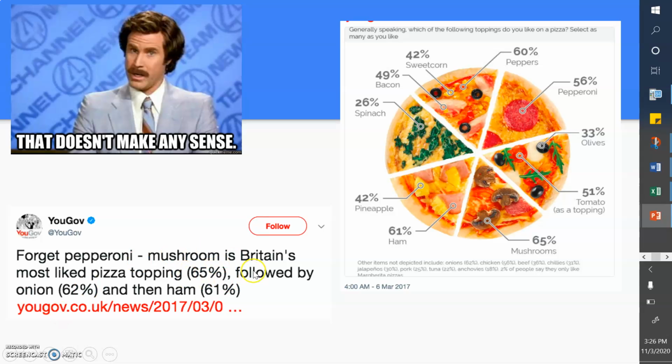That's more than 100%. So when you're doing a pie graph or something that makes it look like a pie graph and it's more than 100%, it doesn't really make sense. So you want to use some other type of chart and some other way to describe it than this one. And if you read the fine print, it says, generally speaking, which of the following do you like on a pizza? It does not say which one's your favorite. It's just which ones do you like, and then select as many as you like. So they selected a whole bunch of different answers there, and it kind of makes the data a little interesting that way.